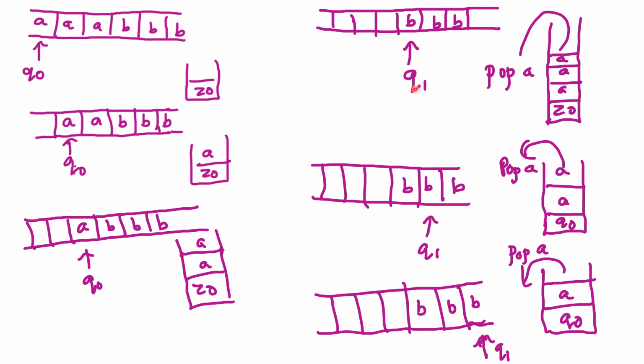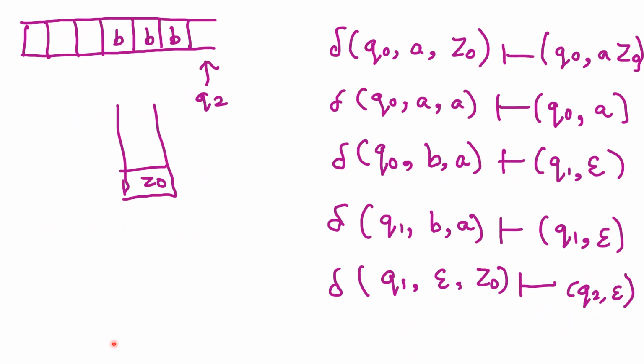Okay, so now if you are seeing Q1 B, here you have to pop one element from the stack. Next, you are seeing the same B, you have to pop the second A. Next, you are seeing the third B, you have to pop the third A. Okay, finally, we are reaching the empty state. So now the state is called Q2.